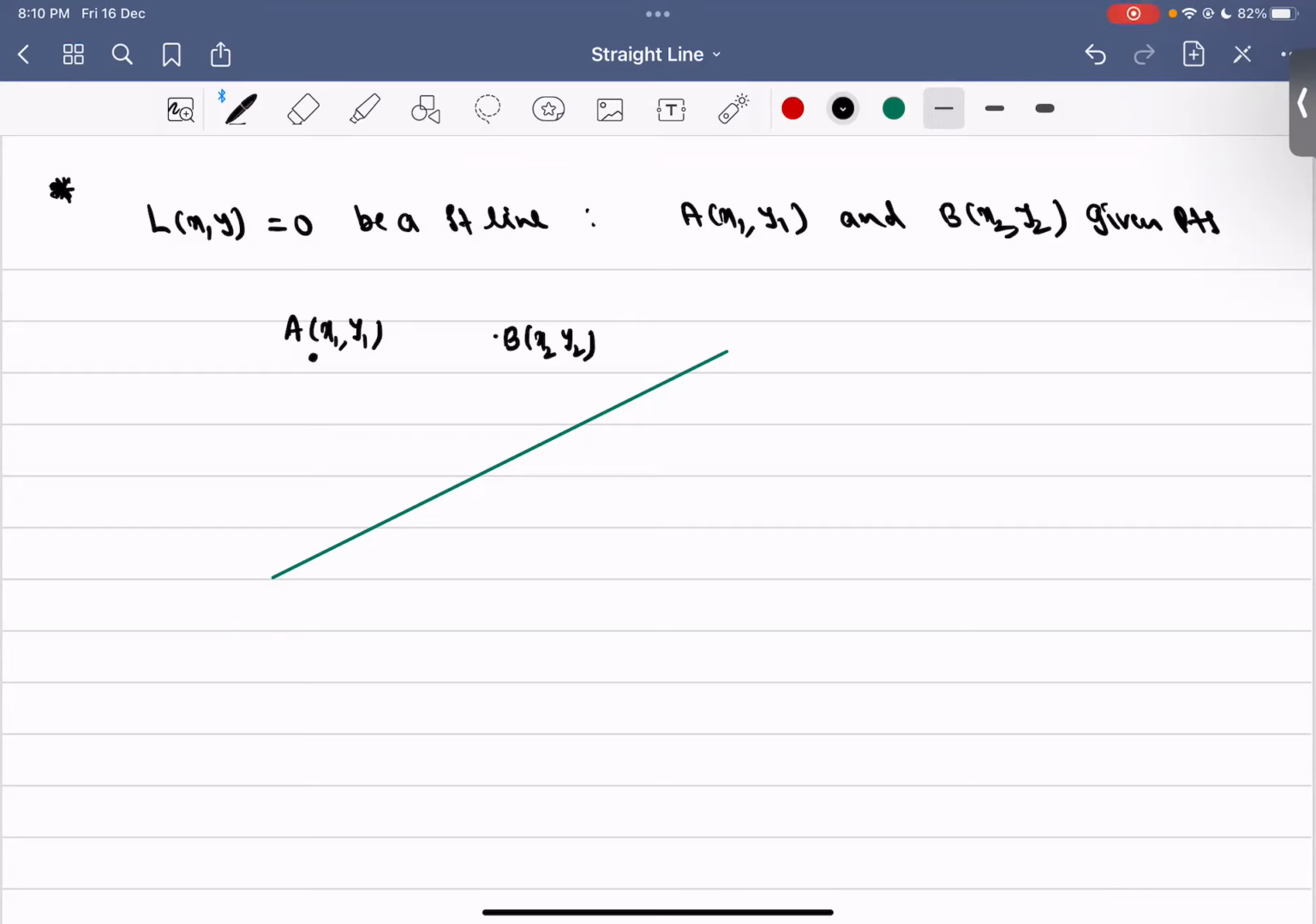So in this method, to find this, I will join AB, the line joining AB, and this line. So this line joining AB intersects the given line at some point P. This line is the given line, that is L of x comma y is equal to 0. So for the points A(x1, y1) and B, I joined AB and extended this line such that it meets the given line at P.